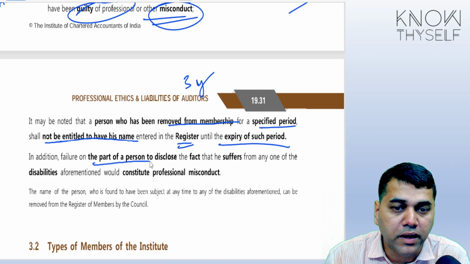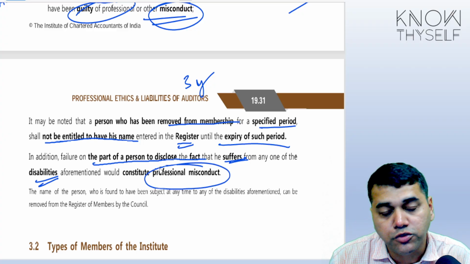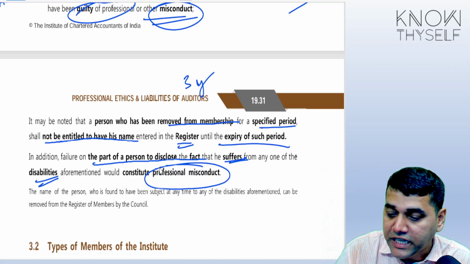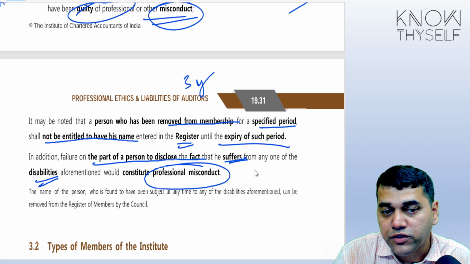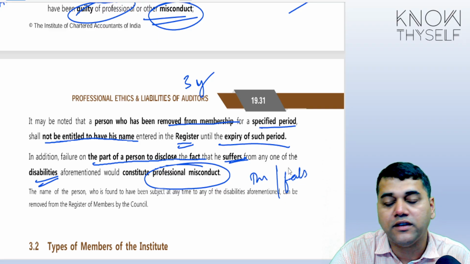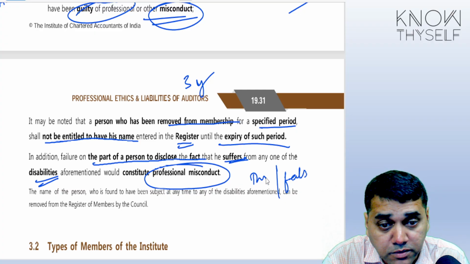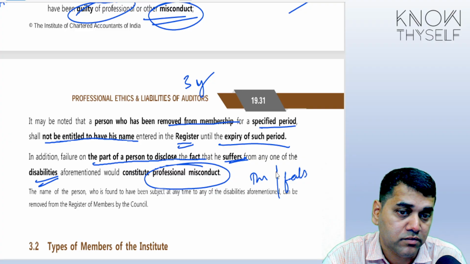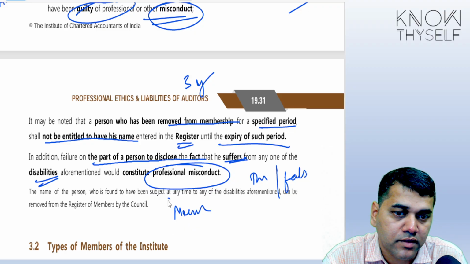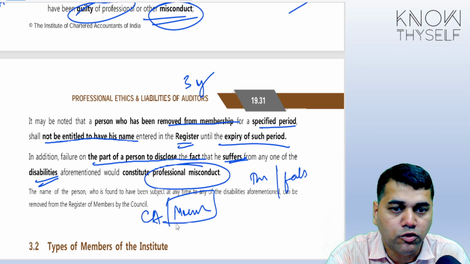In addition, failure on the part of the person to disclose the fact that he suffers from the disability itself will constitute professional misconduct. So be careful. Later we are going to learn. That means whenever you give any information to ICAI, you have to give true information. If you are giving any false information, that means you know there is a problem with you but you don't tell that. That itself will be considered a professional misconduct and ICAI can punish you for that. See, ultimately everything comes down to our membership certificate, which we are proud to affix as CA. So I hope you are clear, students.